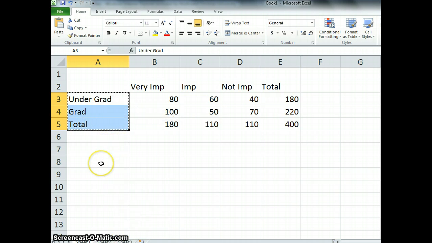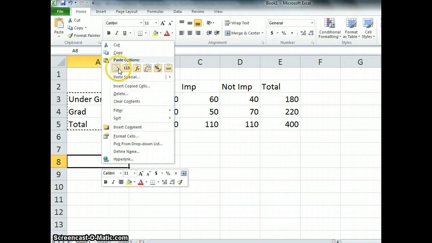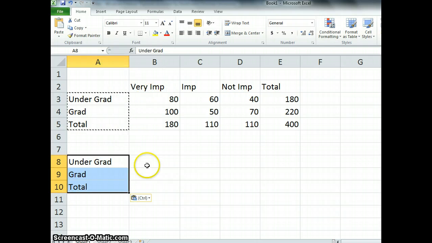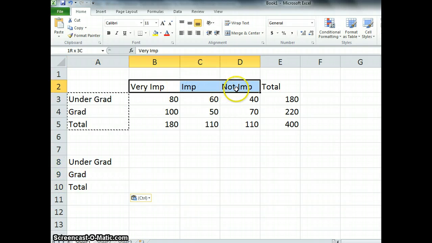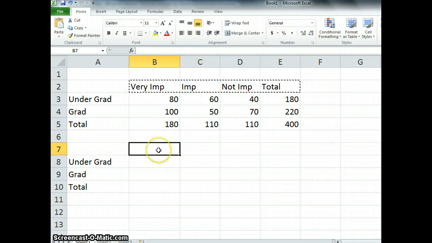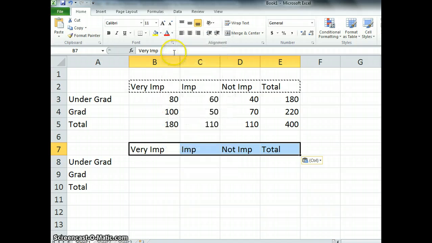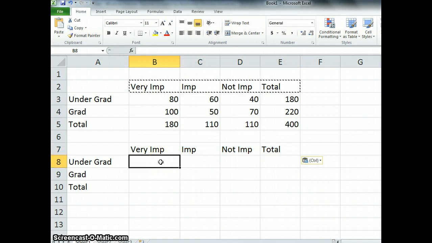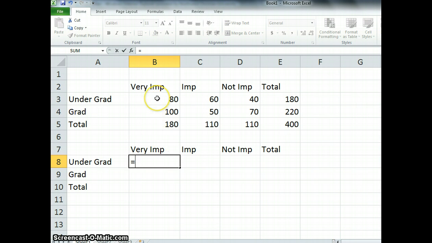Copy that, paste it down here. Row options there. All right. Now what we want to do is translate this table, except instead of saying 80, I want to say that's 80 divided by 400. So for this cell, I'm going to say that's equal to this cell here divided by the total cell. That's cell E5, giving me the total number of people who answered the survey.